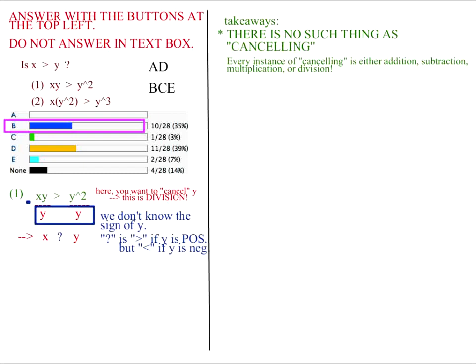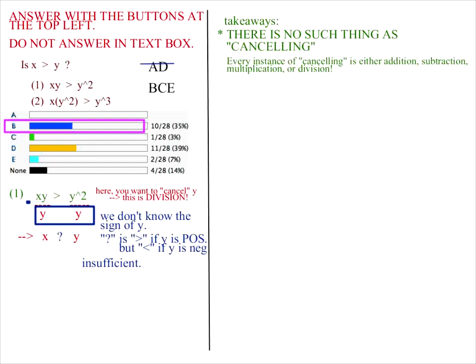So we don't know which way this goes. This is a yes or no question. If y is positive, this will be a yes to the question. If y is negative, this will be a no to the question. So that's insufficient. So this one, A and D are out.